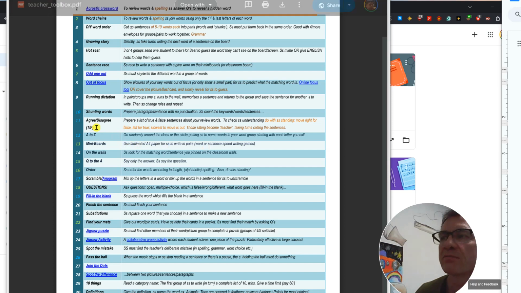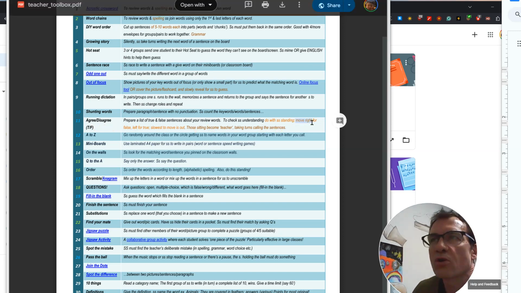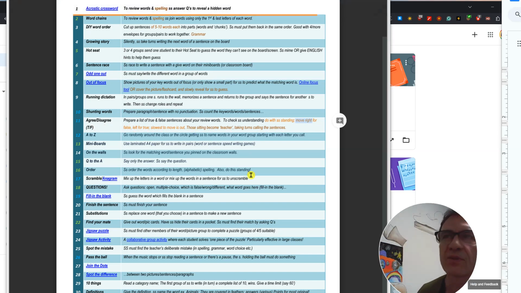Agree, disagree. So this could be done with the red or green flags that I had. It could also be done with movement in a line. So you say 3, 2, 1, move. And they have to move right if they think it's true or correct, left for false, this kind of thing. Again, you can see everyone taking part. See who understands, who doesn't.